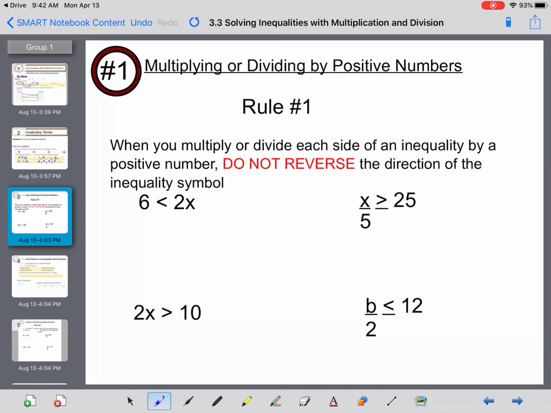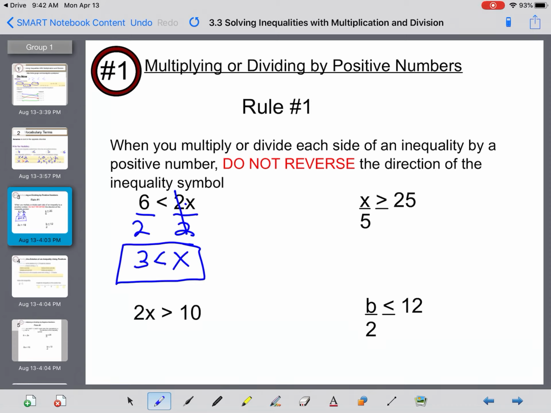6 is less than 2x. Well, in order to solve that, I see multiplication here. We're going to undo that with division. So divide by 2, divide by 2. Now, that 2 that I'm dividing by is positive, so I'm not reversing the symbol at all. 6 divided by 2 is 3, which is less than x because my 2's cancel. So 3 is less than x.